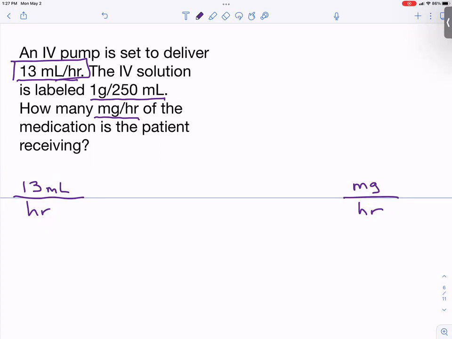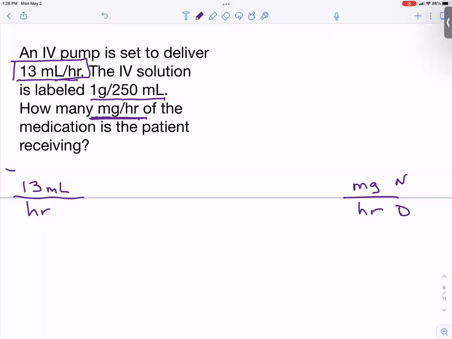They're getting this through an IV pump. How do we know that? Because it's saying milliliters an hour. But they're asking you for something specific. How many milligrams an hour of the medication? So we still follow the same process. We get rid of our unwanted units and try to solve for the wanted. So I need milligrams in my numerator, an hour in my denominator.